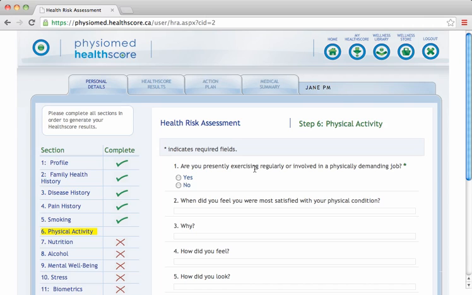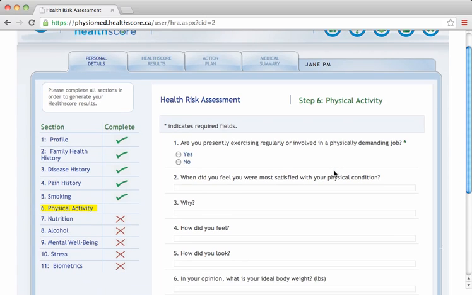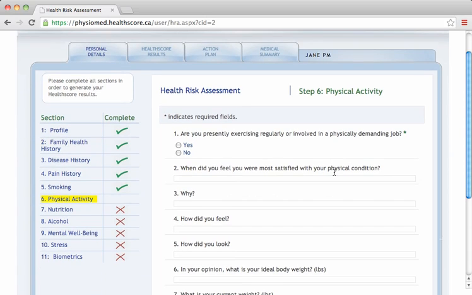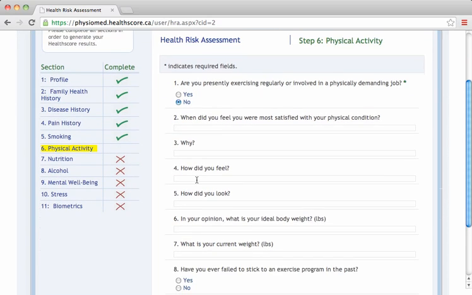Now this section was in particular tweaked in order to facilitate and address and highlight, if you will, the need for active care. So Jane, are you presently exercising regularly or involved in a physically demanding job? No. When did you feel you were most satisfied with your physical condition? And have the patient reflect on this. And most of these, from questions 2 to 5, will definitely be reflective. Give them time to think about it, but don't overstay. If we need to move on, please do move on.